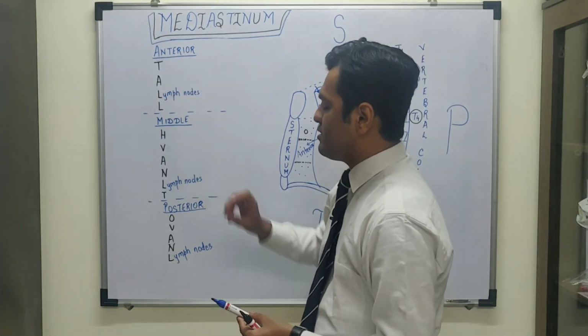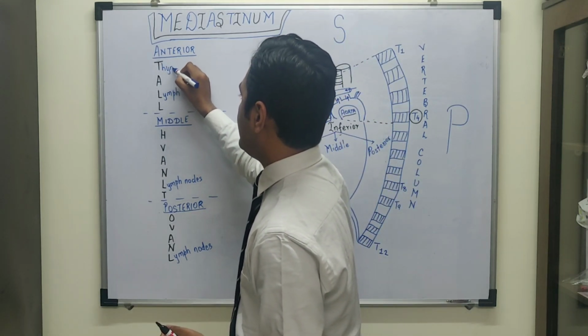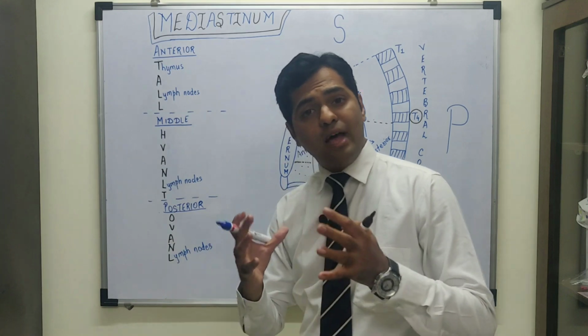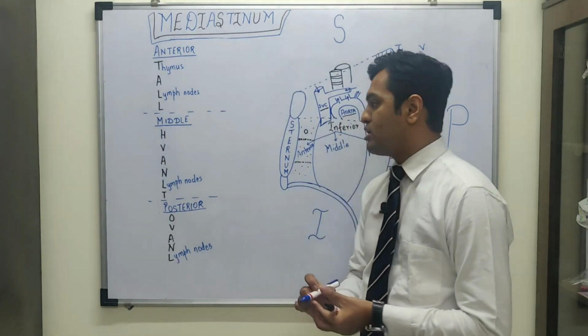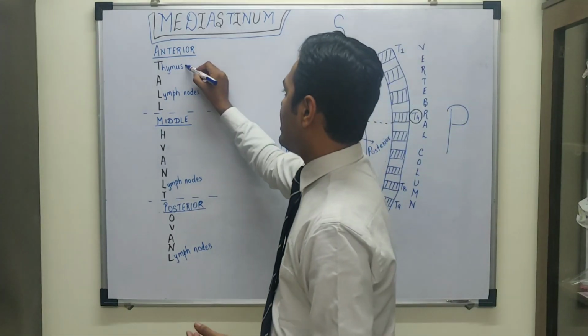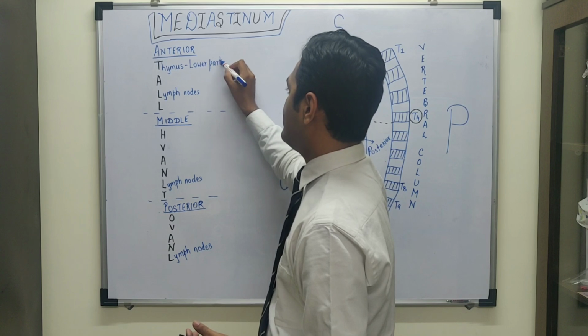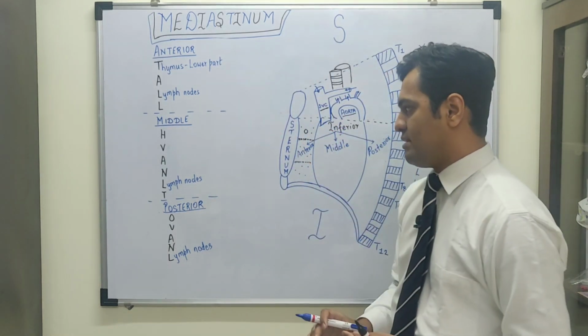Then you can remember it as TALL. T stands for the thymus gland. Now essentially the thymus gland is one of the major contents of the superior mediastinum, but the lower part of the thymus gland also extends up to the anterior division of the inferior mediastinum.